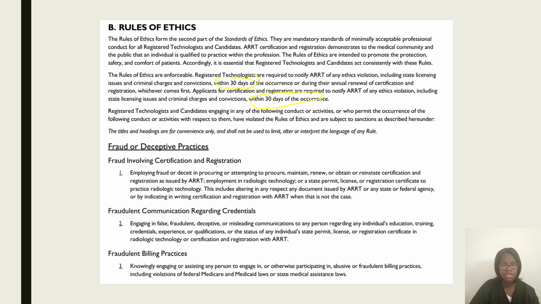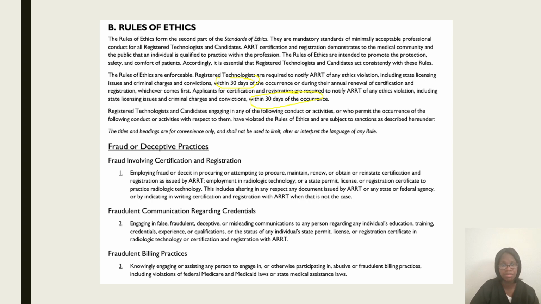And then you want to make sure that you are not engaging in false, fraudulent, deceptive, or misleading communications to any person regarding any individual's education, training, credentials, experience, or qualifications. So do not tell anyone you have 15 years of experience to get a job or to get more money at a job when you only have 6 months. Or do not put that you do 8 modalities or 6 modalities when you are only licensed in one.